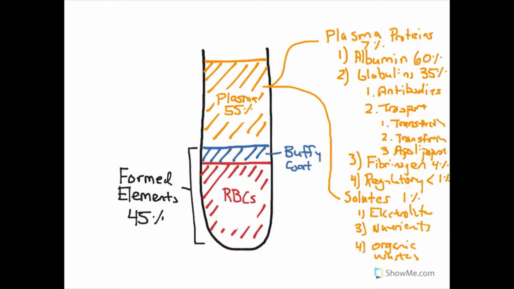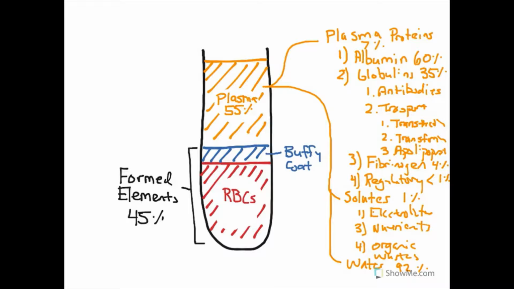And water being just about the last thing that we're going to talk about here is water. Water is about 92% of overall plasma volume. So that is our most abundant thing. Now let's move on to formed elements.